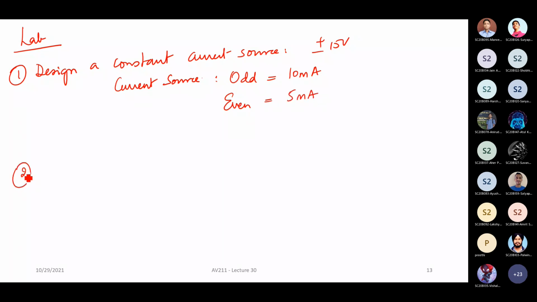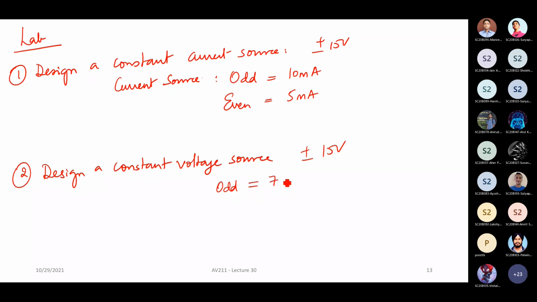Similarly, design a constant voltage source. Again you have only plus minus 15 volt coming in. The odd team can design for, let us say, 7 volt, and the even team can design for 10 volt. All right. So here you will have to test for the load voltages. Instead of using a potentiometer, you will use different resistor values.